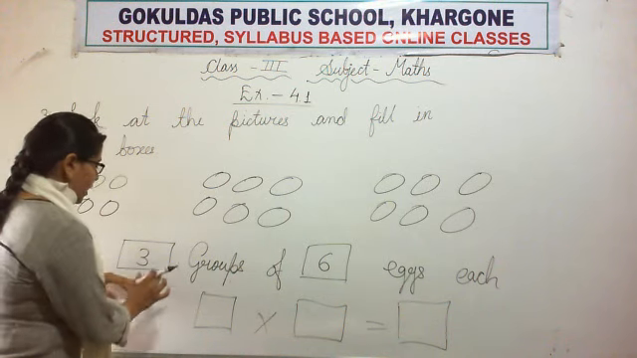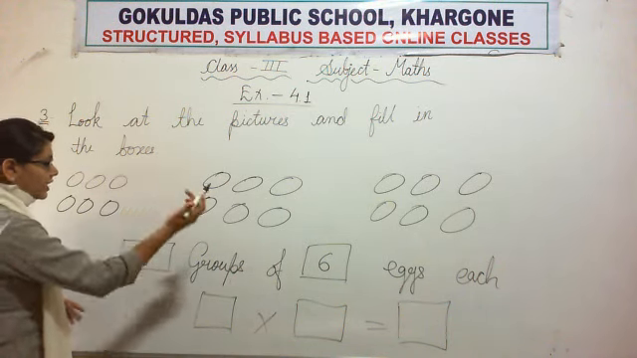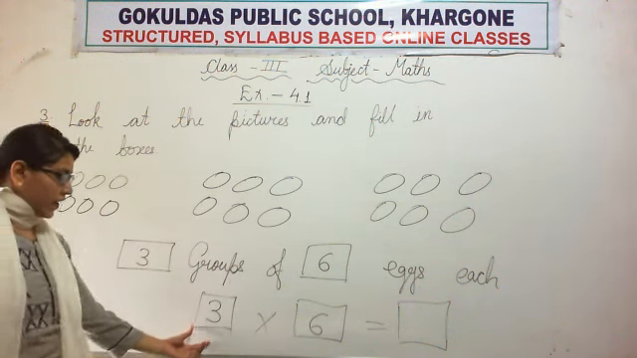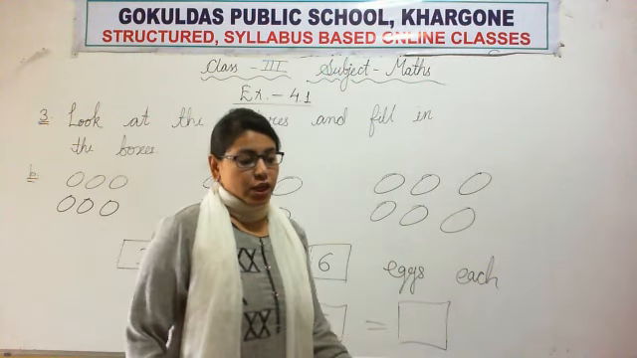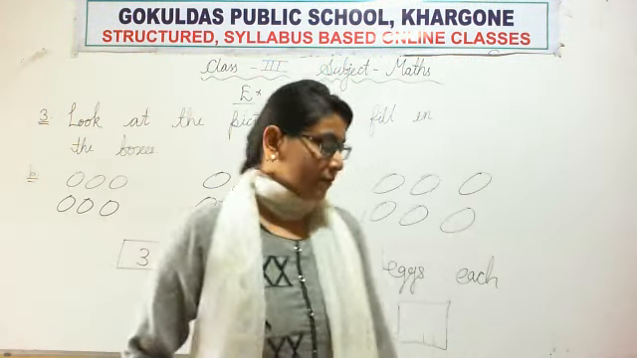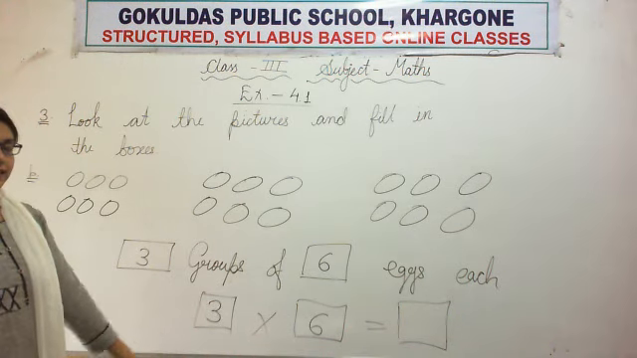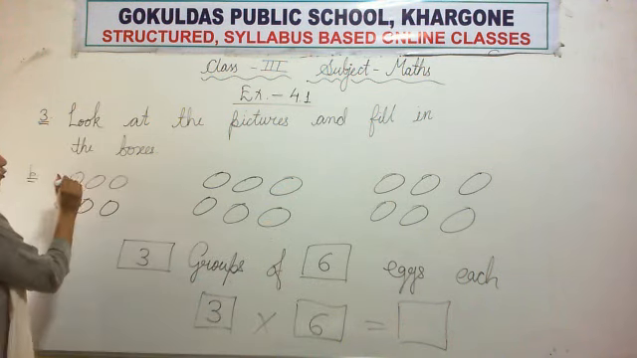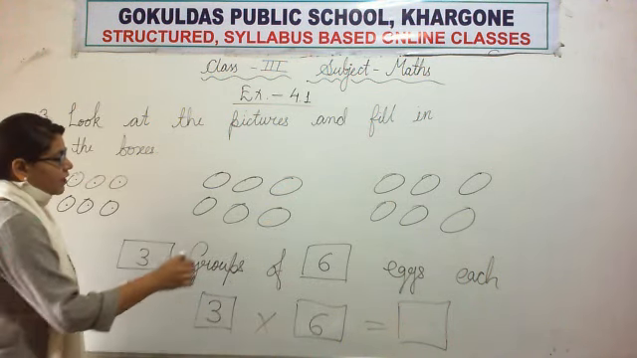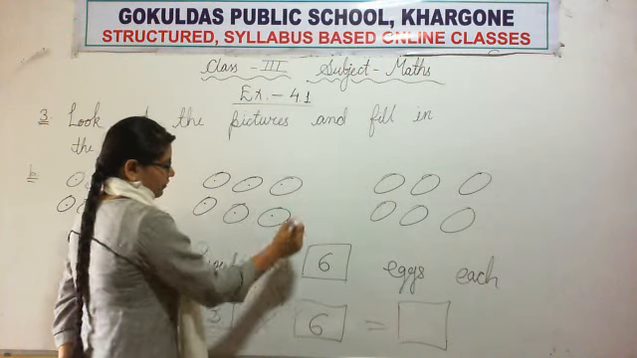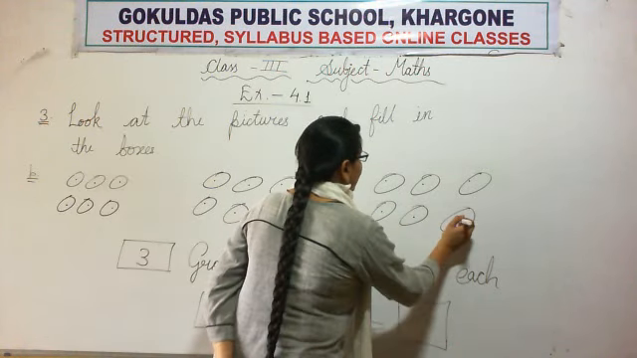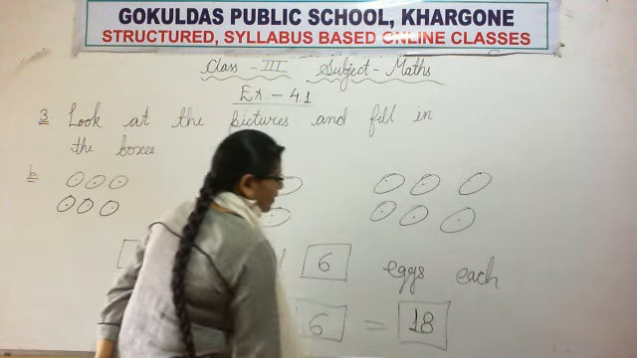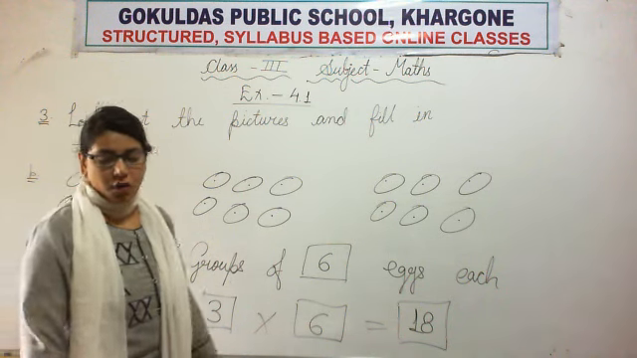Now let's write 3 groups. It means 3 times. 3 times what? 3 times number 6. Okay. So 3 into 6 is equal to, we need to add 6 three times. 6 plus 6 plus 6. Or we can put them all together and then count. So 1, 2, 3, 4, 5, 6. 7, 8, 9, 10, 11, 12. 13, 14, 15, 16, 17, 18. So 3 into 6 is equal to 18. So note this down too in your classwork copy, dear students.